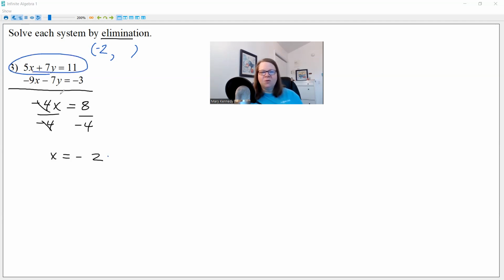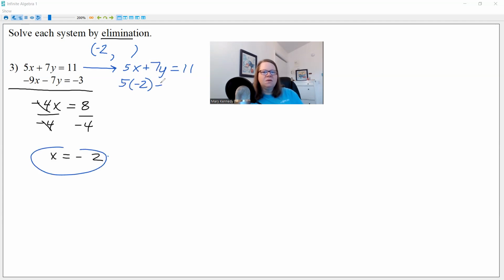I would pick the first one. You can substitute into either one, but the second one has all those negatives, and there's really no need for me to have to deal with all that if I don't have to. So I'm going to plug into the first one. So 5x plus 7y equals 11. And I know x is negative 2. So I'm going to substitute 5 times negative 2 plus 7y equals 11. All right. That is negative 10.